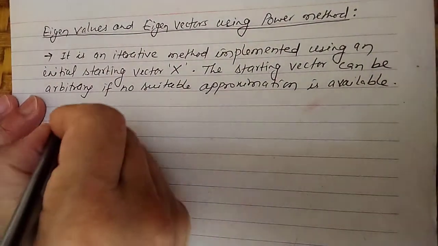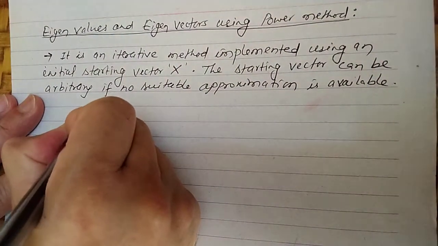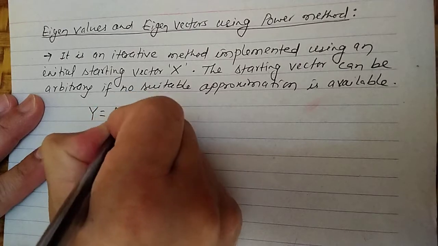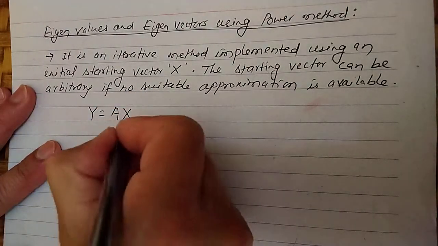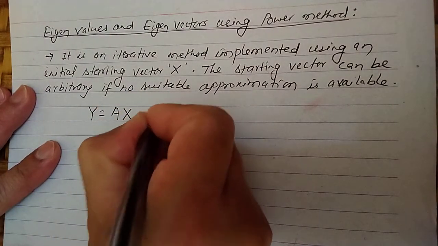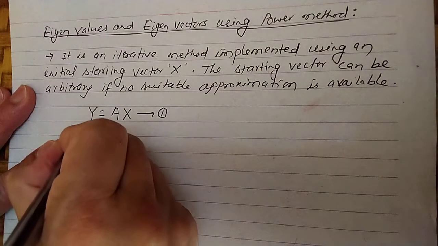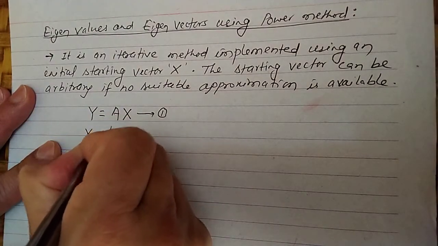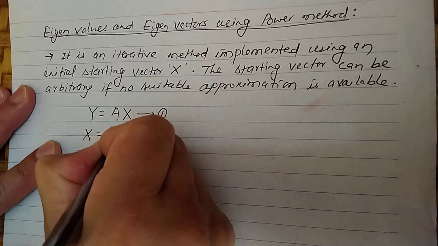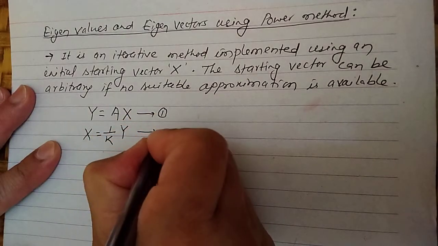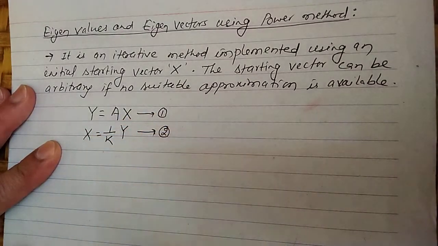So write down the two equations. Y equals A into x, where A is the coefficient matrix. Write down this as equation number 1. And x equals 1 by k times y. Write down this as equation number 2.